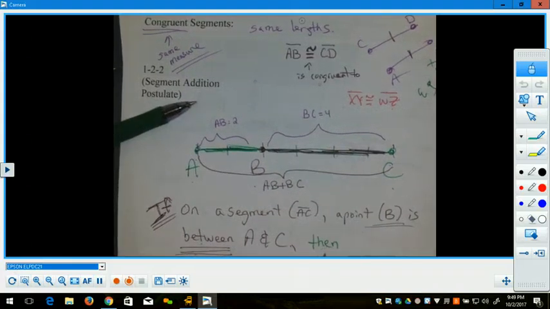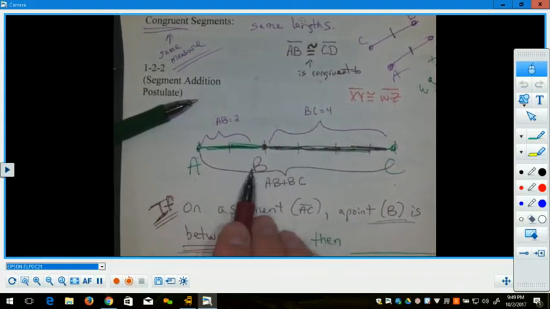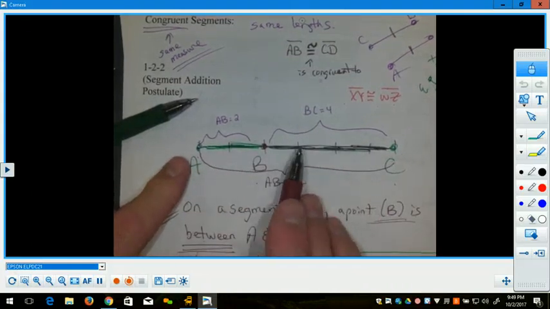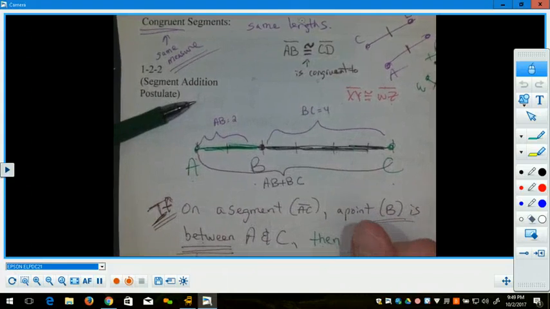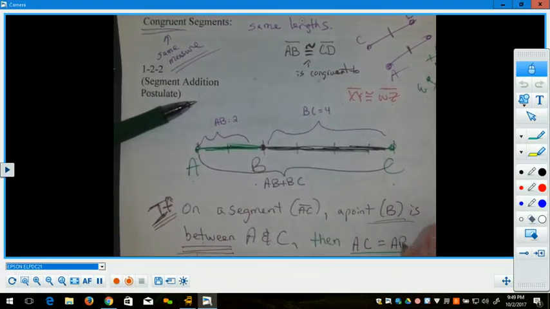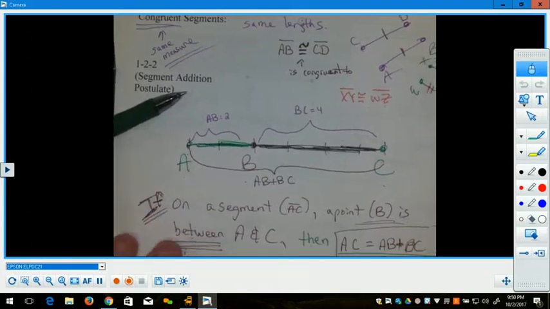So the equation that we would say is that if B is between A and C, so A and C are the endpoints and B is somewhere in between them, not necessarily the middle, then AC, the distance from A to C, equals AB plus BC. This is the segment addition postulate.